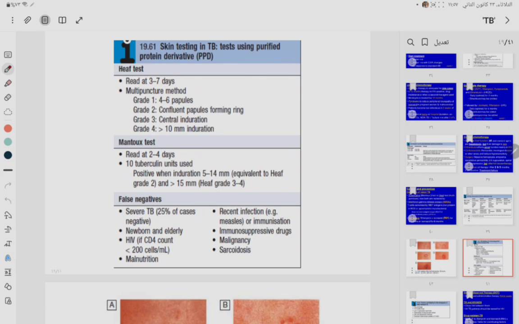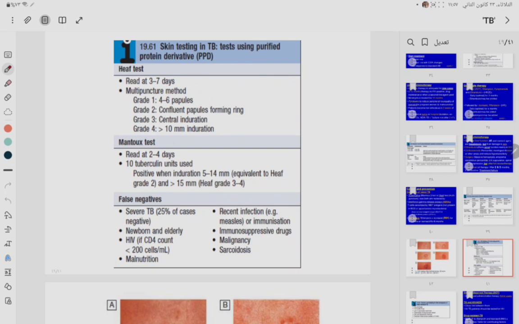False negative: in severe TB, miliary TB, the Mantoux is negative. Also in newborns, the elderly, HIV with CD4 less than 200, recent infection, immunosuppressive malignancy, sarcoidosis. All of these are called anergy. Anergy means that when you do the test and the test is negative, the body is not responding, not doing the delayed hypersensitivity. It's called anergy. Remember that. Sarcoidosis patients, how do we differentiate them? When we do the PPD, they have anergy, they will not react.